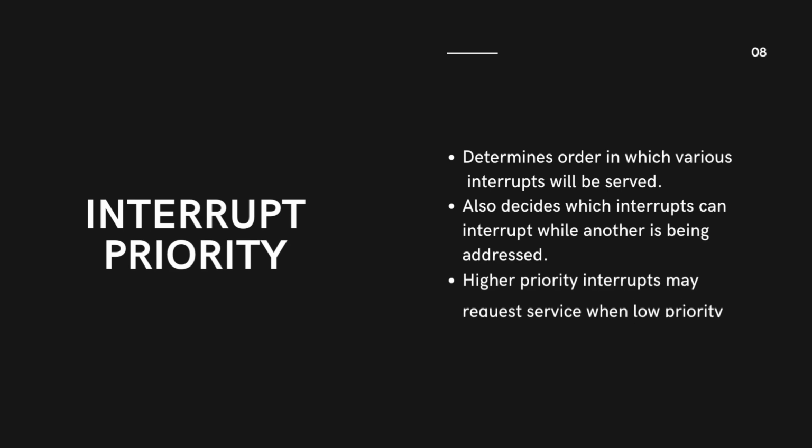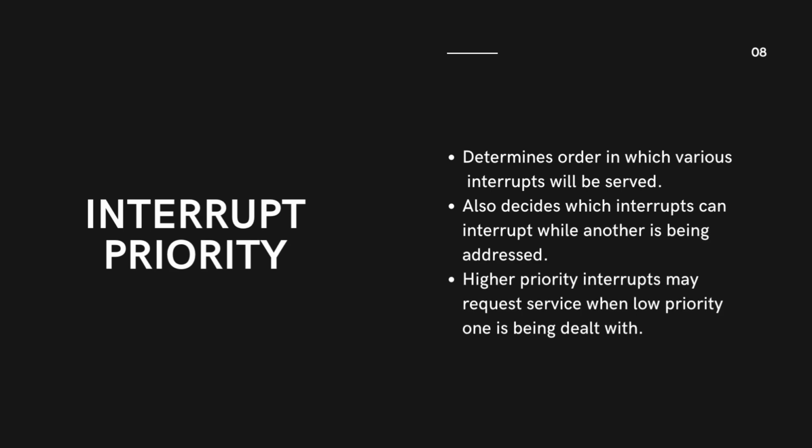Interrupt priority determines the order in which various interrupts will be served, and also decides which interrupts can interrupt while another is being addressed. Higher priority interrupts may request service when a low priority one is being dealt with.